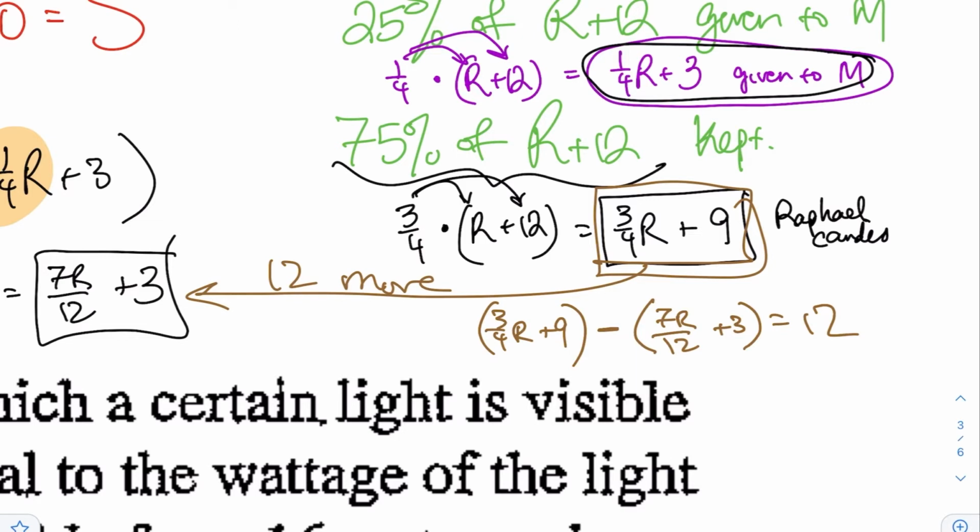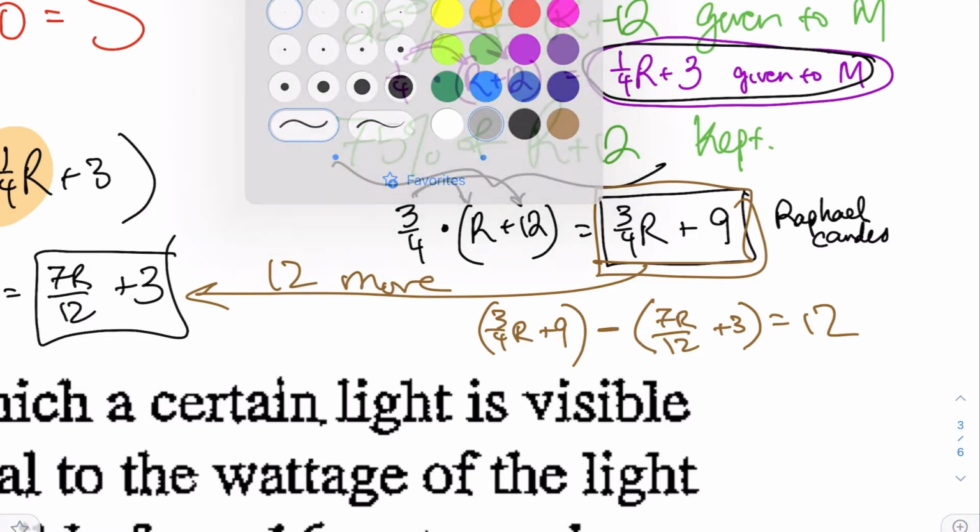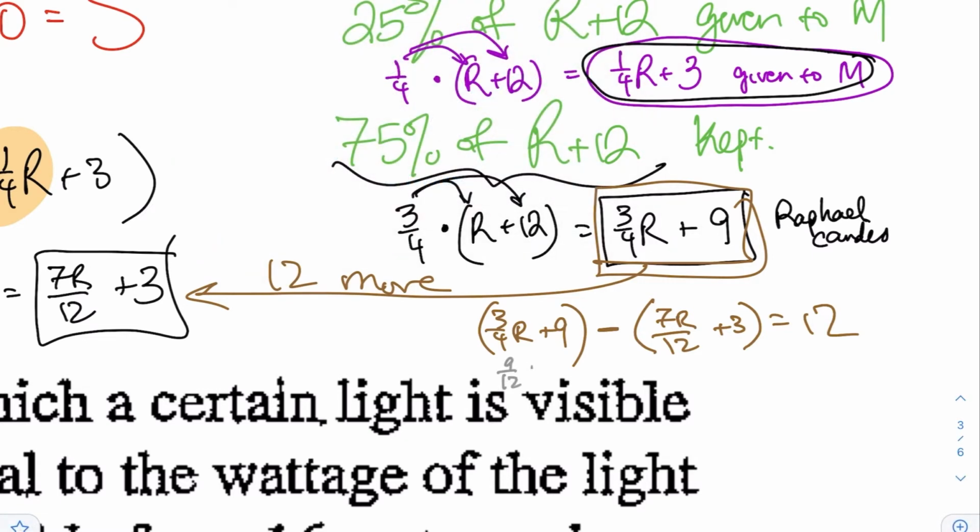So 3/4 of R is really equal to 9/12 of r plus 9. And here, got to be careful. There's a negative 1. You're going to have to distribute that. So you're subtracting 7r over 12, and you're subtracting 3. Because that negative 1 times that positive 3 is negative 3.